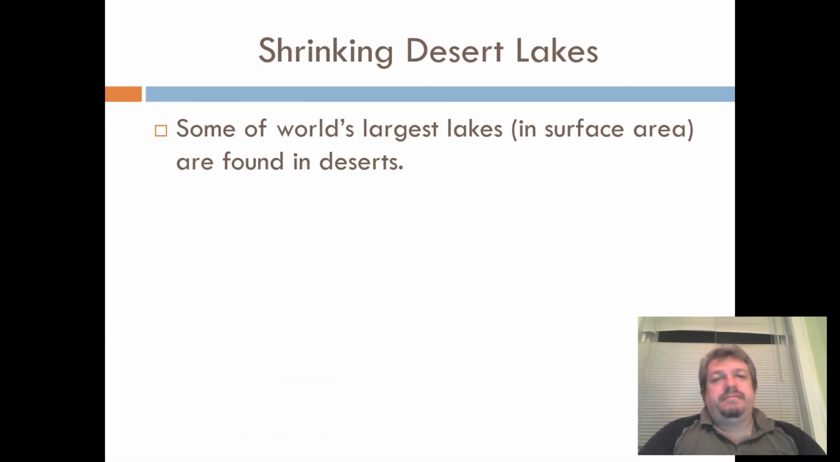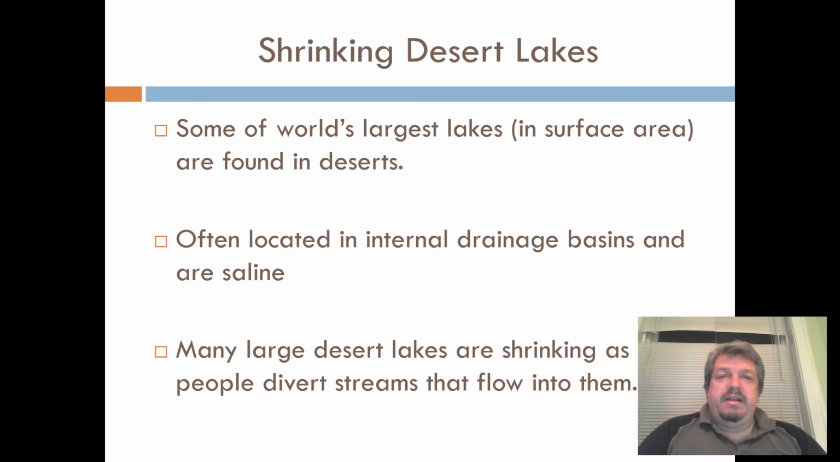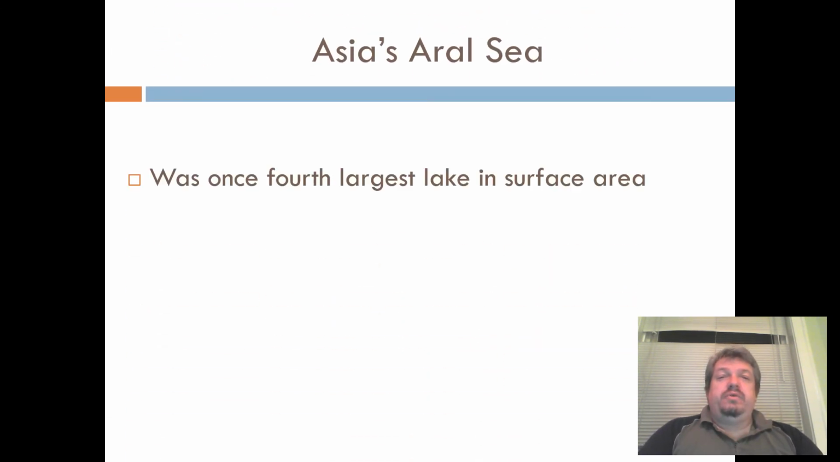Desert lakes. So some of the largest lakes in the world are found in deserts. They're often salty, but the reason they're so large is that they're in the interior of a continent, so rivers that don't make it to the ocean make it here. A good example is the Great Salt Lake in Utah, which is one of the largest lakes in the country. Okay, but a lot of these lakes are shrinking because people are using the water in the rivers that go to these lakes and not replenishing them. So we're going to talk about a couple.